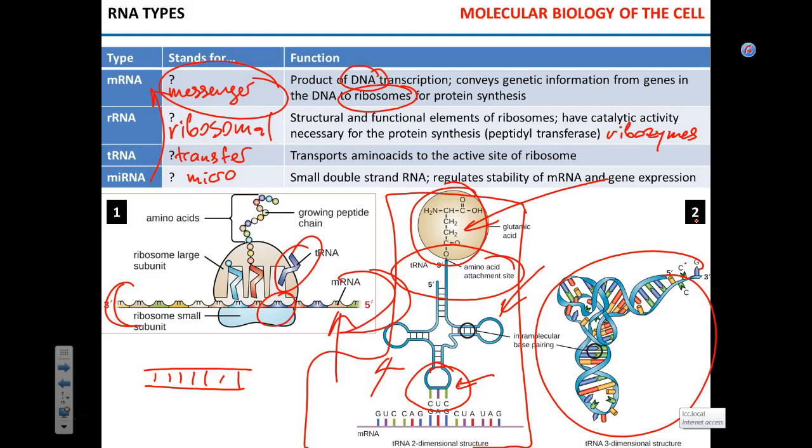Okay. So for each of these four types of RNA molecules, you have to understand the function. Got it?